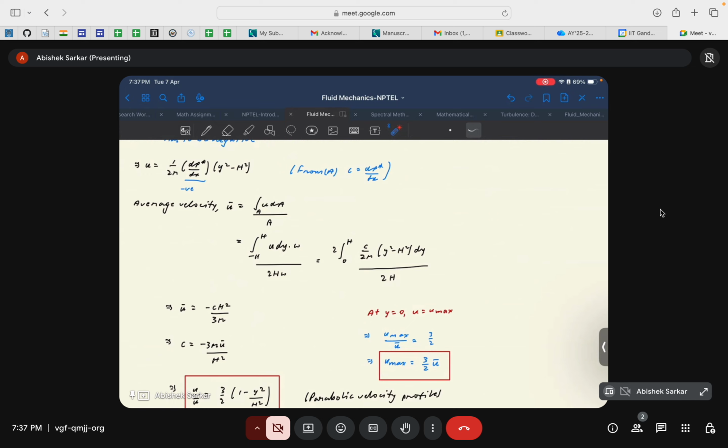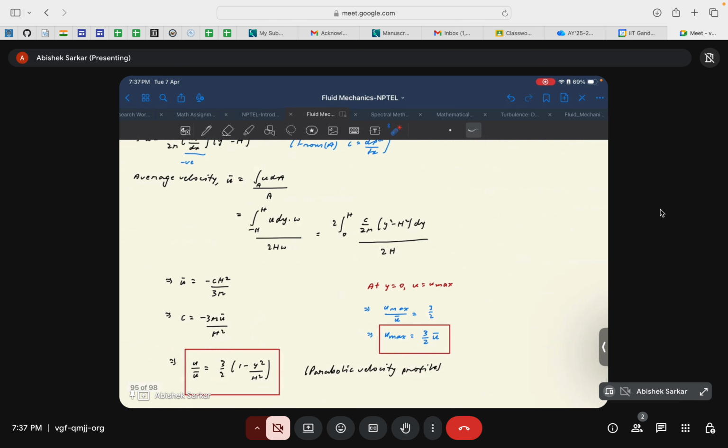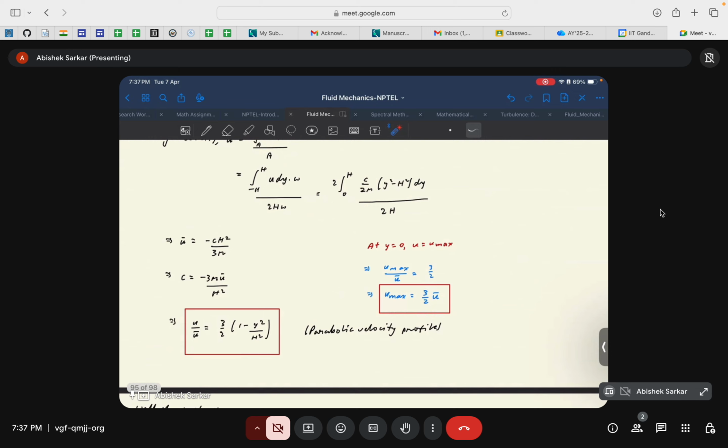It's very simple to understand how we obtained it, so I will not go through the derivations. Go through this part, how we reached here. Now if you substitute the value of u, the velocity profile obtained here, in this equation, you will get something like c by mu times y square minus h square dy divided by 2h, integration from 0 to h. Considering that the flow field is symmetric, for velocity profile symmetry, you can just replace this integration from minus h to h as integration from 0 to h times 2.